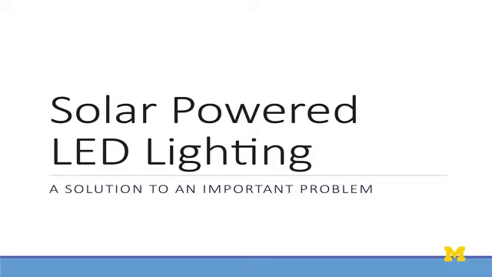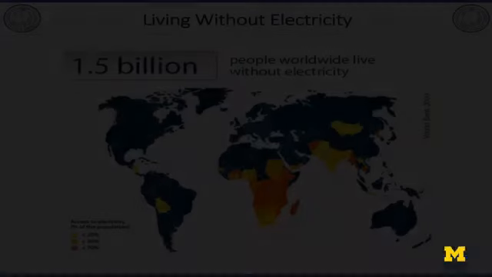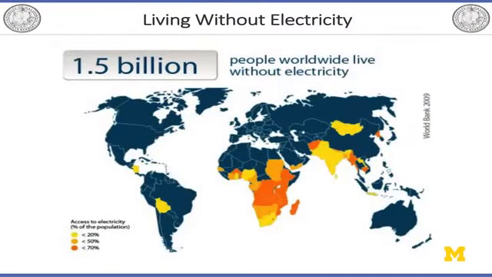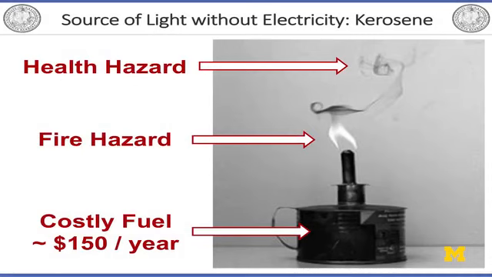Also, another big application is solar-powered LED lighting. So these are the red and yellow regions. There is no electricity, meaning no lighting at nighttime. So about 1.5 billion people have no light at nighttime due to a lack of electricity. And in these regions, people use this lamp, kerosene. It's called a kerosene lamp. So basically an oil lamp.